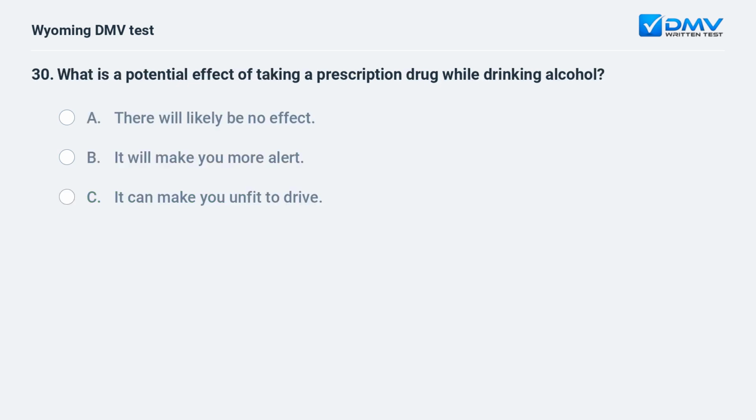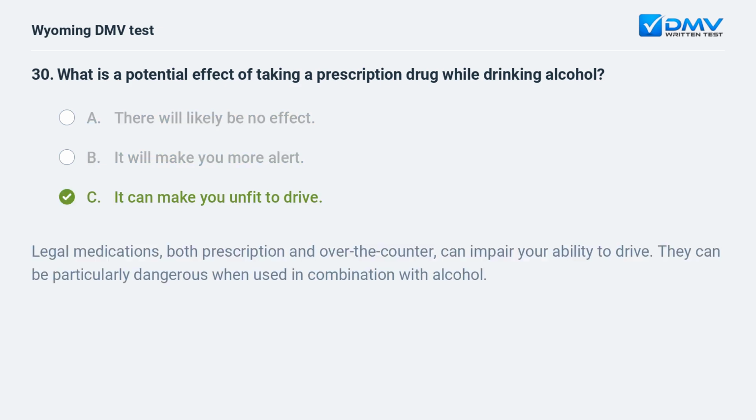What is a potential effect of taking a prescription drug while drinking alcohol? A. There will likely be no effect. B. It will make you more alert. C. It can make you unfit to drive. Legal medications, both prescription and over-the-counter, can impair your ability to drive. They can be particularly dangerous when used in combination with alcohol.